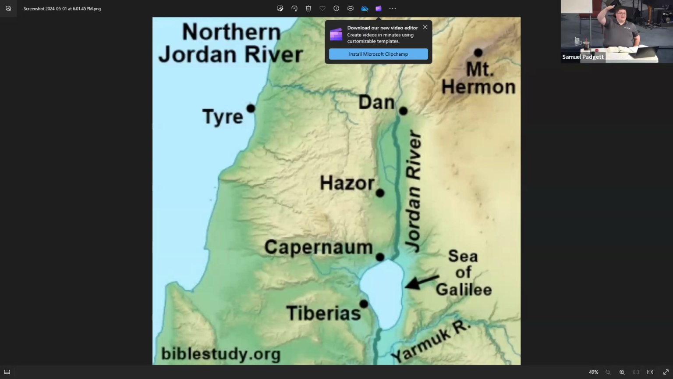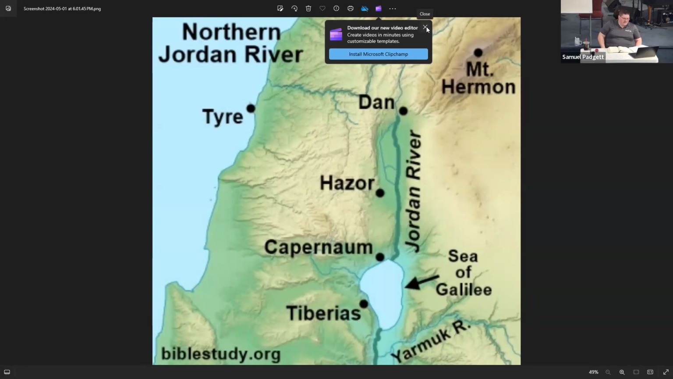The city of Dan, if you remember a couple weeks back, some of you weren't joining us yet at that point when we were reading in Genesis, I talked about the great Western story of Abraham, and he chased the kings of Sodom and Gomorrah all the way up to Dan. Well, in the upper right-hand corner of this map, you see Mount Hermon. Mount Hermon is the highest point within Israel.